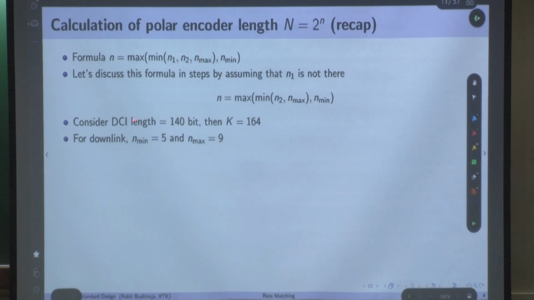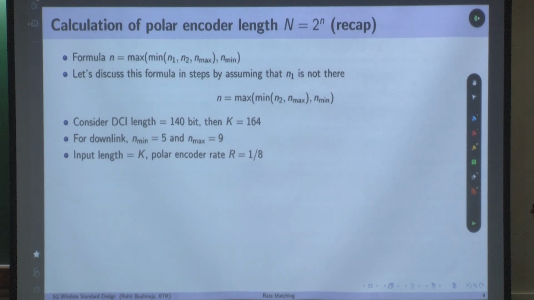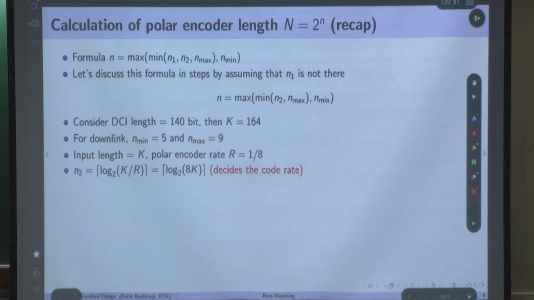For downlink, the maximum polar encoder length is 512 because capital N is 2 power n, which is 512, and the minimum is 32. We also understand that the polar encoder mother code rate is 1 by 8. So essentially the polar encoder should be generating 8K output, because if K is the input and the length N is 8K, then the rate becomes 1 by 8.